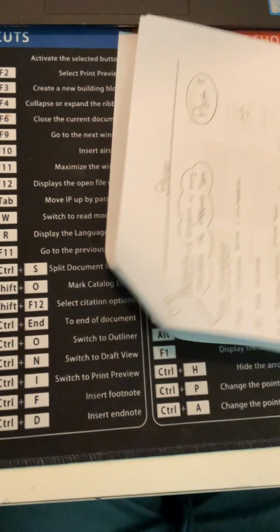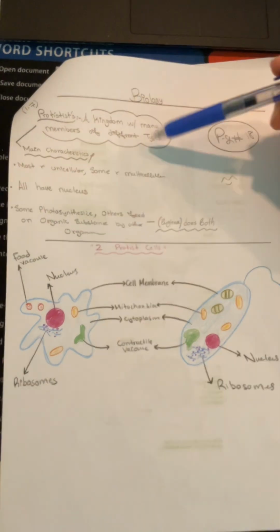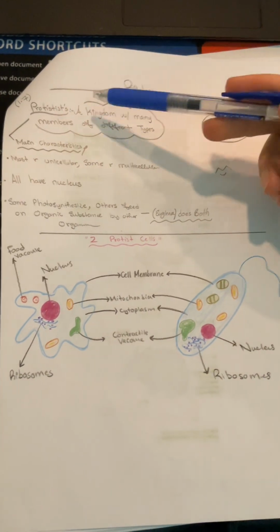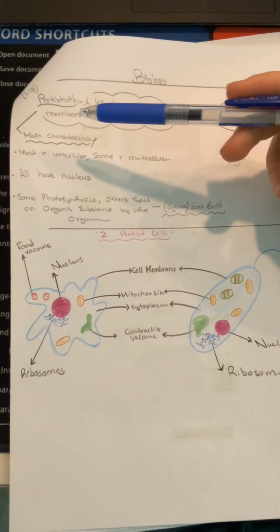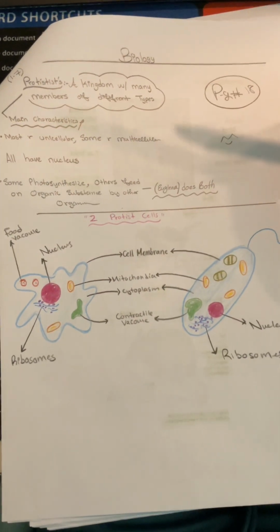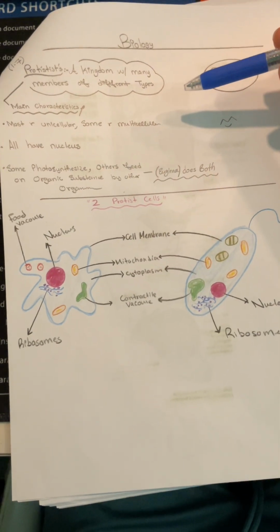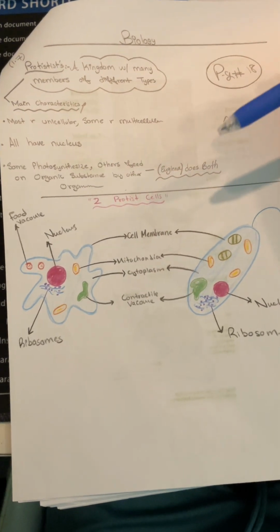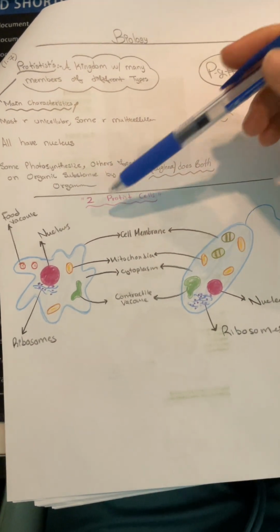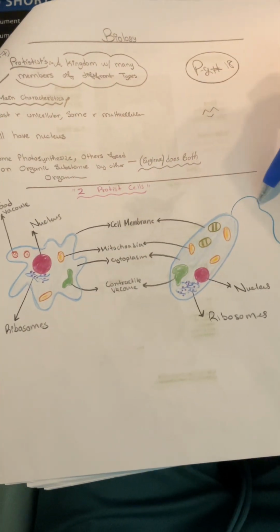Coming to the next kingdom, which is protists. Protists is a kingdom with many members of different types. The main characteristic of protists is that they are unicellular, but some are multicellular. They do have a nucleus. Some photosynthesize and others feed on organic substances made by other organisms. Example, the euglena, which does both. There are 2 examples here. It can be shaped like an animal cell or shaped like this with a flagellum.